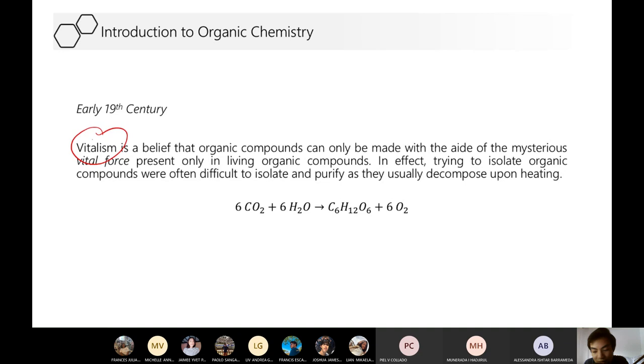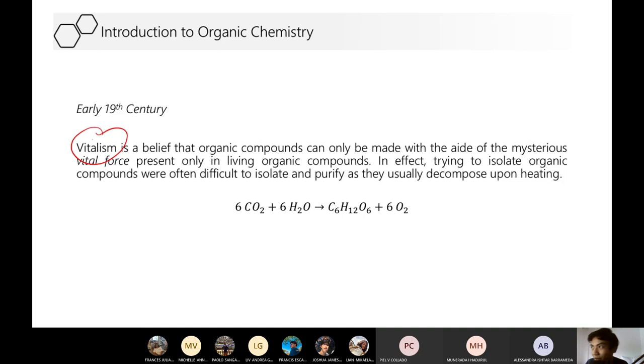Vitalism is the belief that organic compounds can be made with the aid of a mysterious vital force, no? Ibig sabihin daw, in creating organic substances, you cannot do it in laboratories. Hindi ka daw pwede makagawa ng organic substance sa lab. Kundi kailangan may mahiwagang puwersa na tutulong sa atin in synthesizing organic compounds. We call that the vital force. The theory is vitalism.